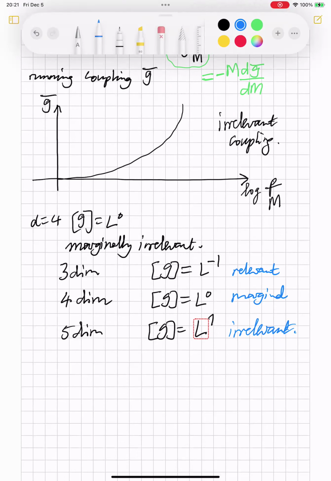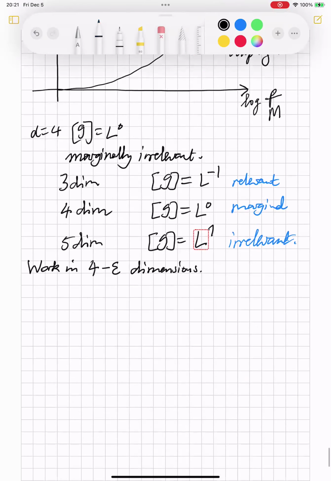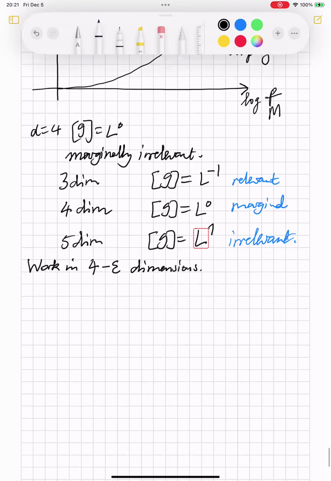They said, work in 4 minus epsilon dimensions, and we will leave epsilon to be a free parameter for now. We'll solve for it. We'll see whatever it needs to be. Well, in 4 minus epsilon dimensions, what does the action look like? Well, it will be an integral over d^(4-ε)x, we'll have a 1/2 (∂_μ φ)², and we'll have plus g φ⁴.